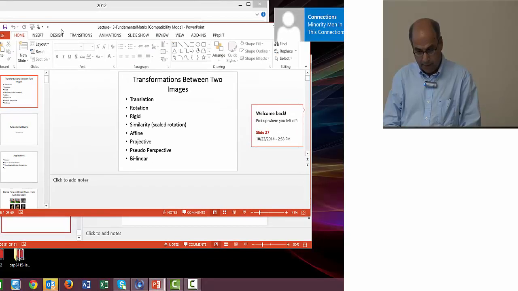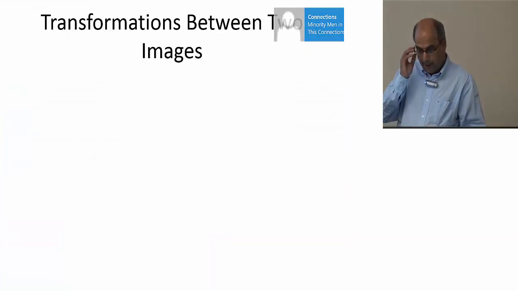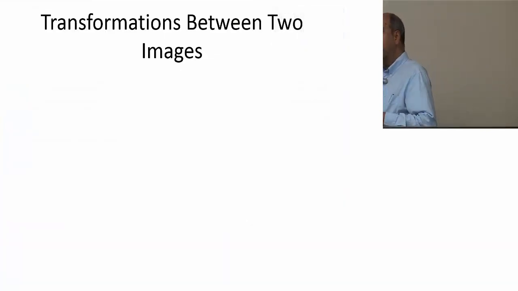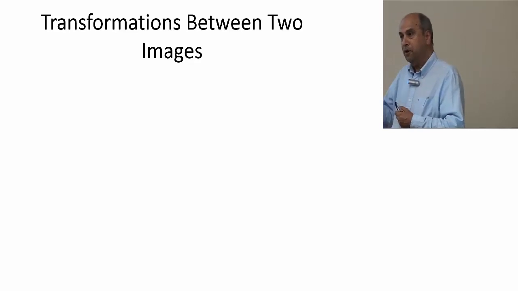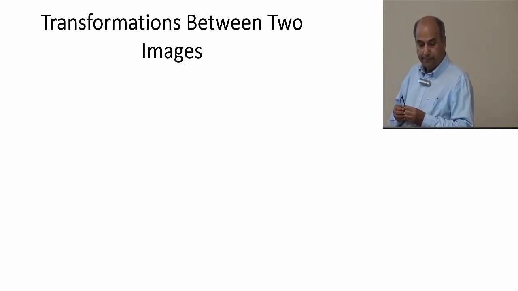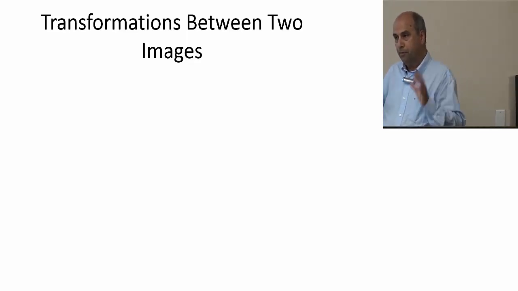And again, this is a very important, very interesting, and very fundamental material. It's called the fundamental matrix. Every field has a fundamental matrix, so in computer vision, the fundamental matrix is what you are going to learn now. This is in a bigger context of the transformation between two images.